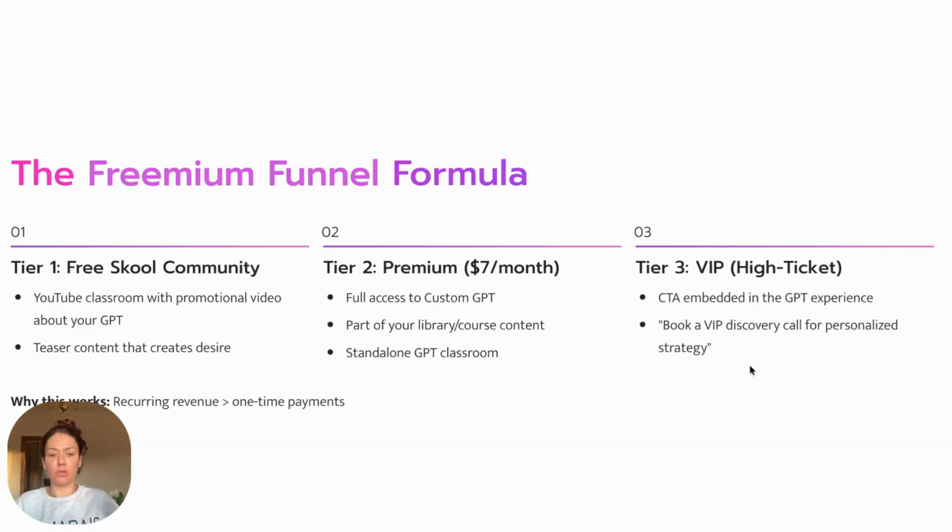These are the 3 ways you would use one GPT, but you could also have different GPTs for each of these levels. I'm just trying to keep this focused on lead magnets. So you would have a promotional video about your GPT in your free community content. You would set a standalone classroom for this GPT that would be part of your premium version of your Skool. And then you can also have a CTA inside the GPT to book a discovery call for personalized strategy. That's 3 ways to use the same GPT. We're working smarter, not harder here.